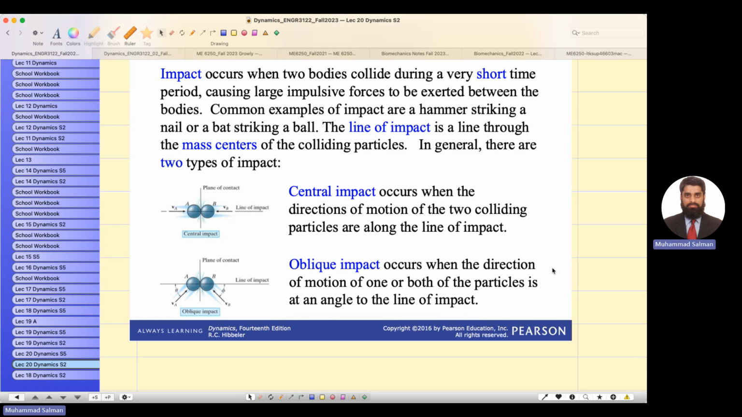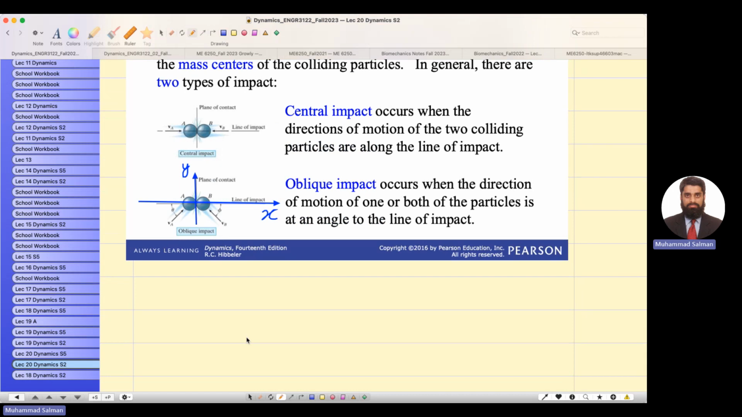And the coefficient of restitution will always be considering the velocities along the line of impact. We will resolve it. Whenever you see oblique impact, you have two components of velocities. One is along the x direction, and this is the y direction. So in this case, x is the line of impact, y is perpendicular to the line of impact. So momentum is conserved before and after the impact.